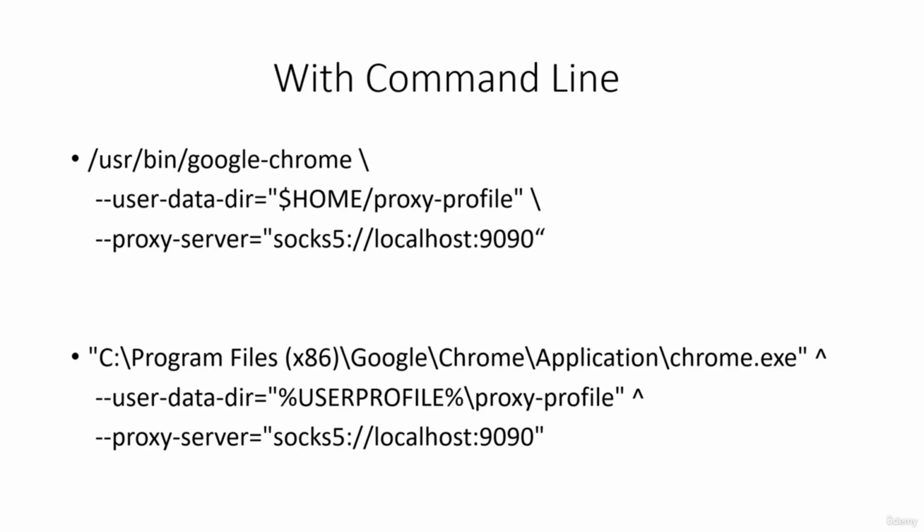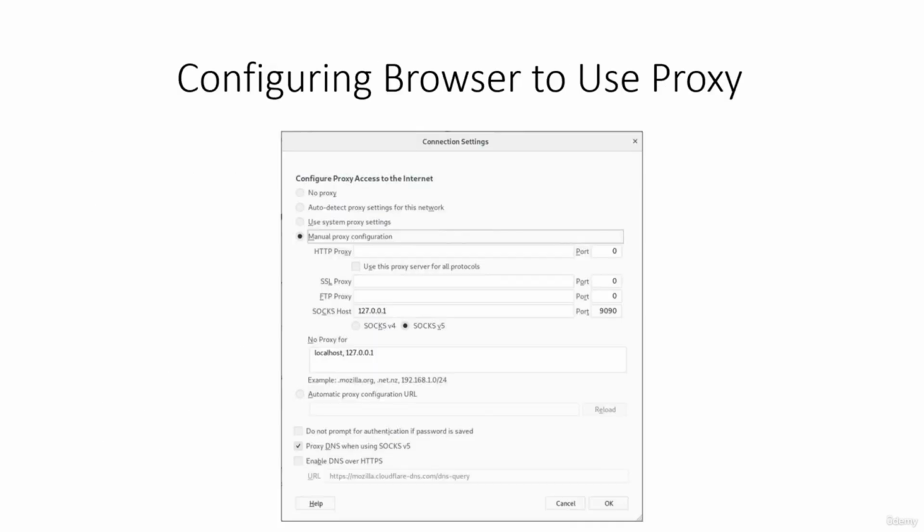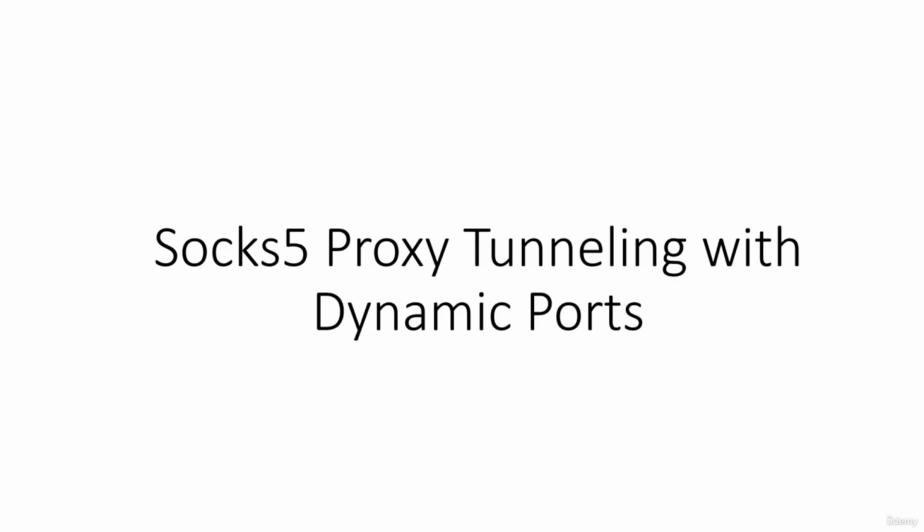To check that the SSH tunnel is working properly, just type google.com and check your IP address. It should show your server IP address instead of your original IP address. So in conclusion, we learned how to set up an SSH SOCKS5 tunnel and configure our browser to access the internet privately and anonymously. For ease of use, you can define the SSH tunnel in your SSH configuration file or create a bash alias that will set up the SSH tunnel and start the browser. And that's all about SOCKS5 proxy tunneling with dynamic ports.